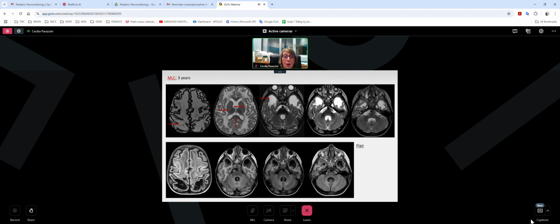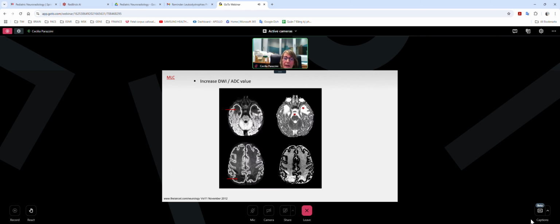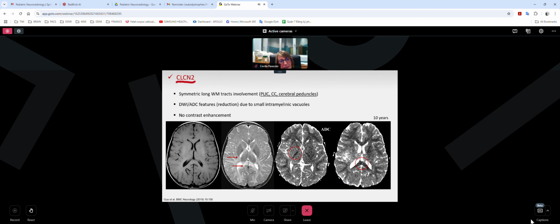This is a macrocranic 3-year-old boy with important swelling of white matter, relative sparing of internal capsule and corpus callosum, and cystic areas in the temporal lobe and the subcortical parietal area that are well detected on FLAIR imaging. On diffusion sequence, we have an increase of diffusion, and in the cystic area, the value is very close to that of CSF.